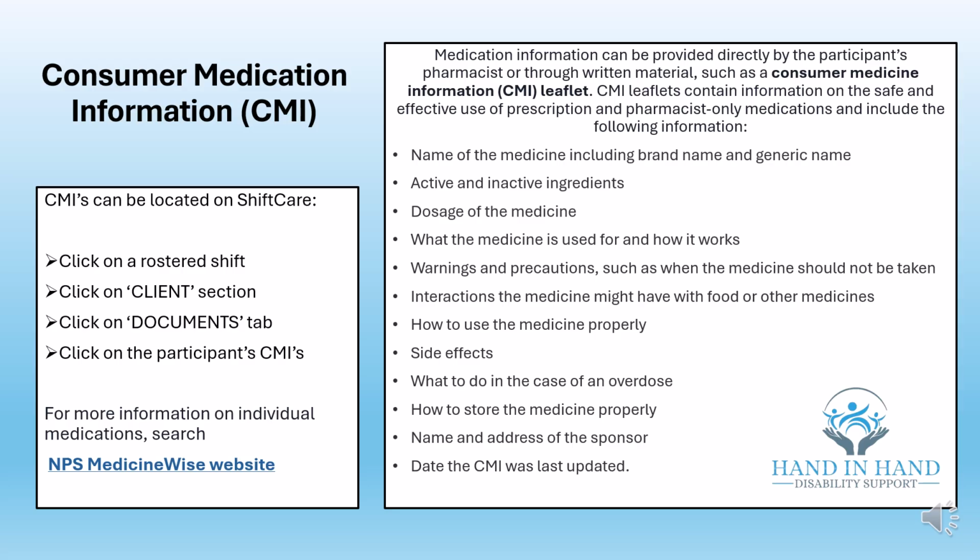Pharmacy-supplied documentation. When new medications are dispensed, pharmacies often provide printed CMIs for reference. Online sources. If a physical copy is unavailable, CMIs can be accessed through reliable online sources such as the Therapeutic Goods Administration (TGA) website, pharmacy websites, NPS MedicineWise.